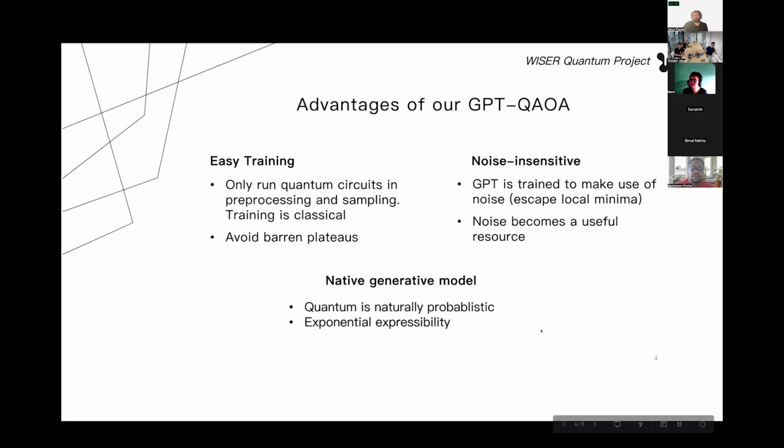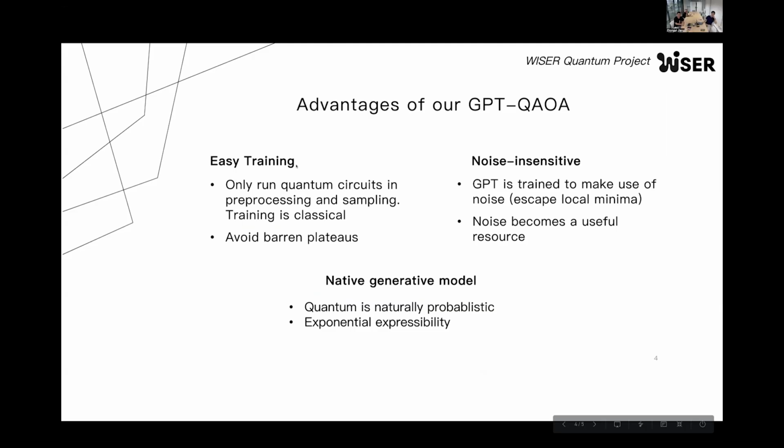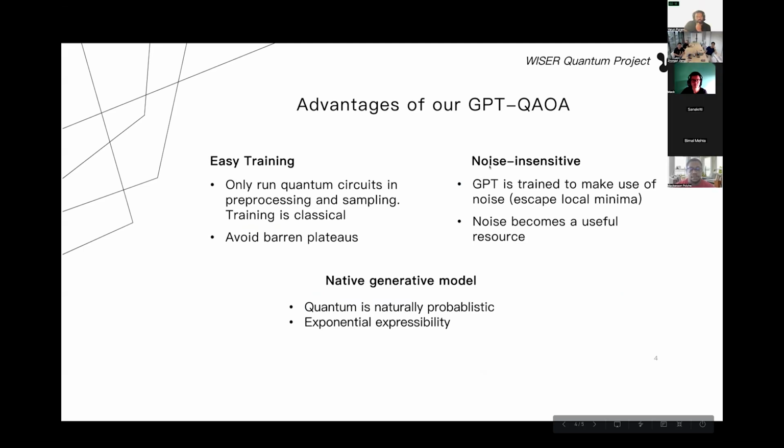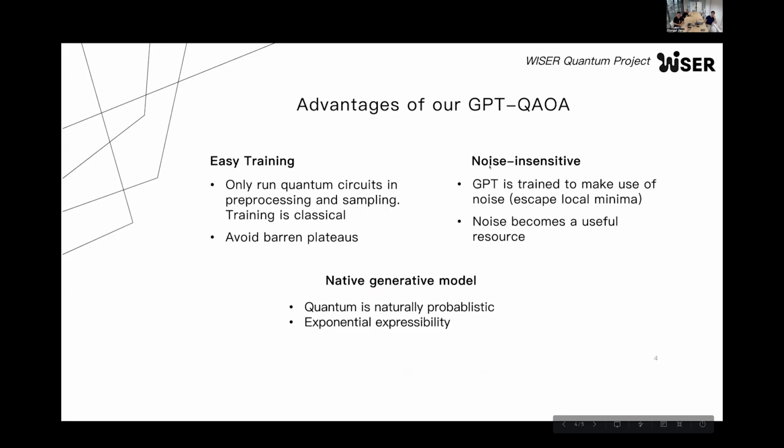We believe that there are a few advantages to our algorithm. First, it's easy to train because we only need to run quantum circuits in the pre-processing step and the sampling step. The training is completely classical. In this way, I think we can avoid the barren plateau problem because the parameters are all in the classical generative model. Also, I think this is noise insensitive because we are training the GPT to make use of noise, for example, to escape local minima. In this way, noise is not harmful as in normal quantum algorithms, but it becomes a useful resource.